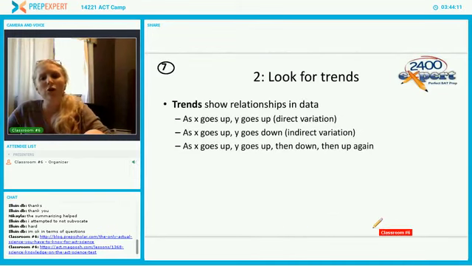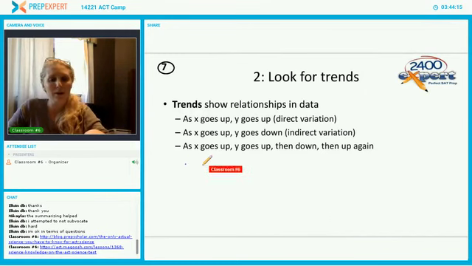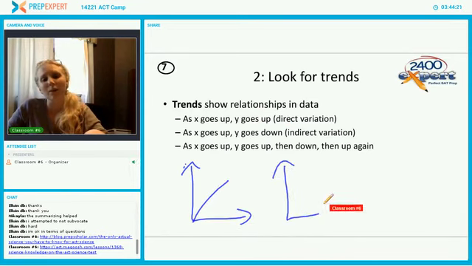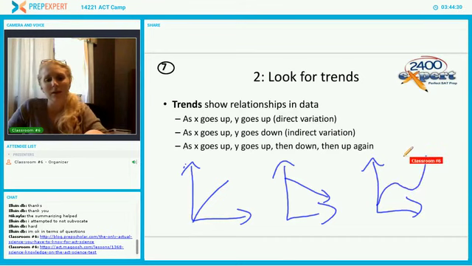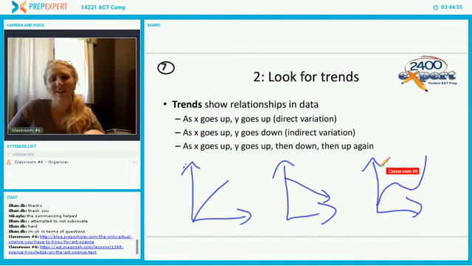Okay. Look for trends. So, as X goes up, Y goes up, then I would be able to tell you that we had direct variation, okay? As X goes up, Y goes down, that would be indirect variation. If I say as X goes up, Y goes down, then up again, that is no specific type of variation, okay? So, looking for trends, the trends are showing relationship in the data.